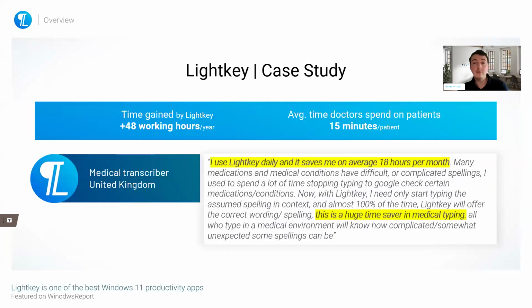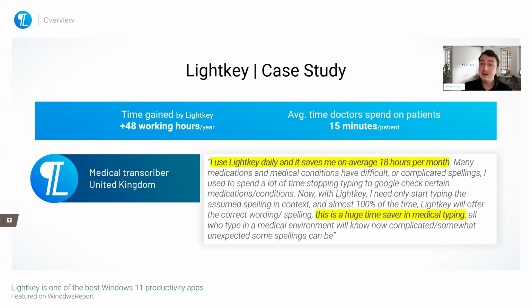It's just a bit of a case study of someone that's using it. I always like to show this one because they've saved 48 hours a year, which is more than me. If you've ever seen any of my Lightkey, you've seen I've saved about 32 hours over my course with my Lightkey this year. So they've said, I use Lightkey daily, and it saves me on average 18 hours per month. A substantial amount of writing, a substantial amount of time.